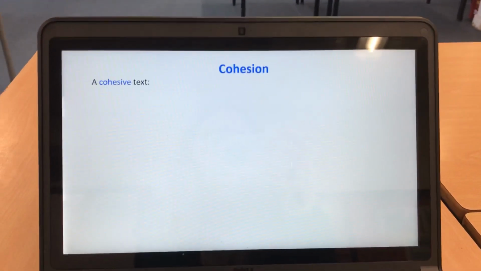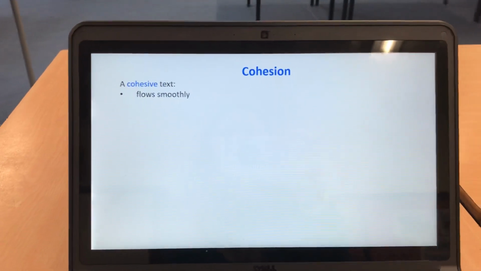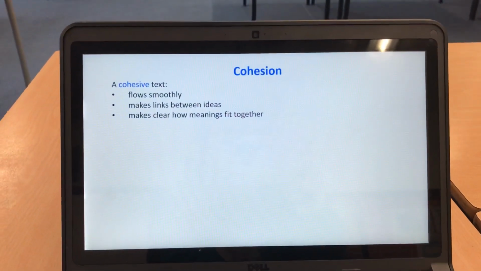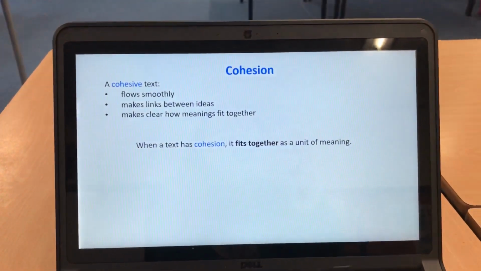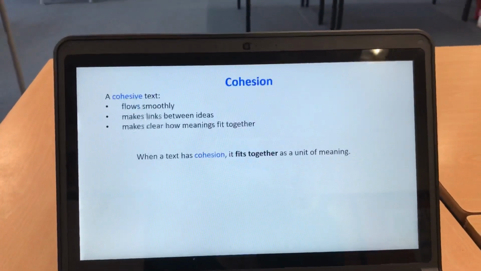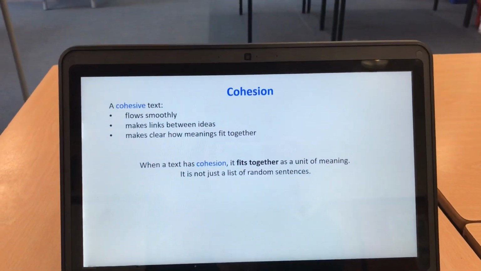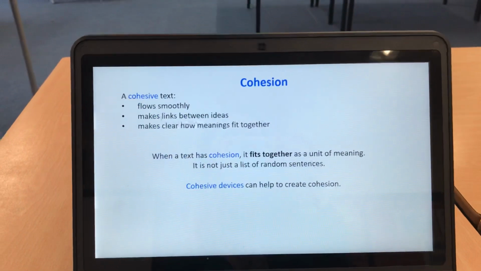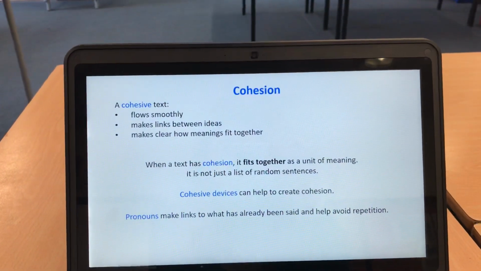So, what is cohesion? A text which is cohesive flows smoothly, it makes links between ideas, makes clear how the meanings fit together. So where text has cohesion, it fits together as a unit of meaning. Basically, it makes sense, okay? It's not just a list of random sentences. And cohesive devices, such as pronouns and determiners, can help to create this cohesion in a text.